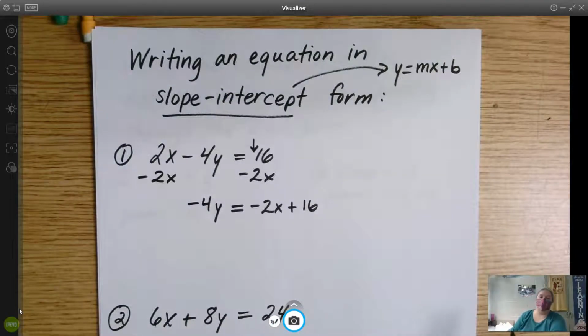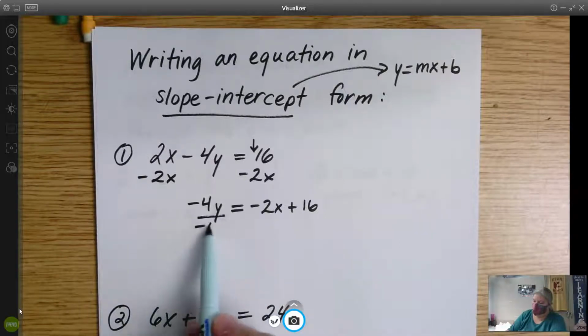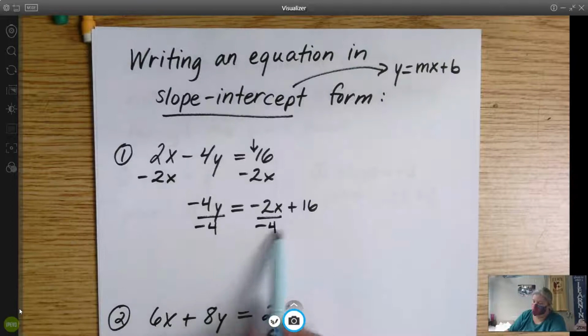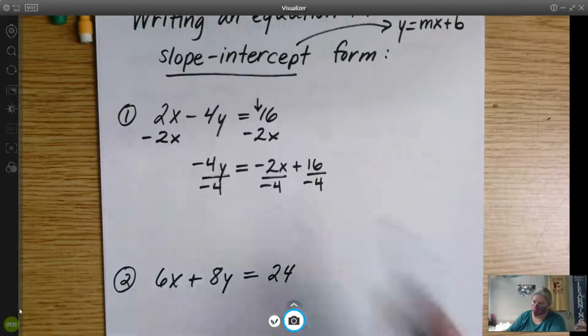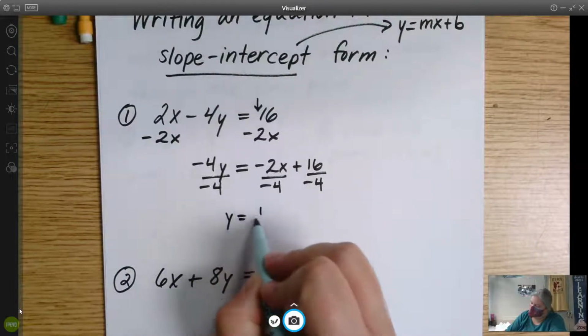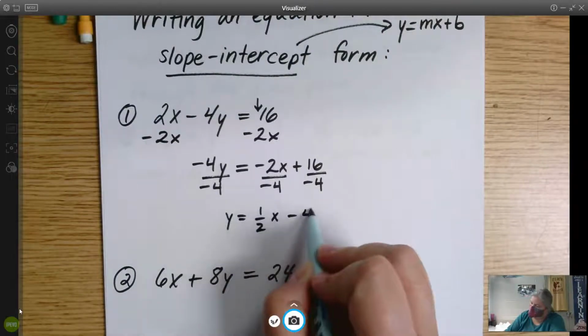Now I'm almost there. All I've got to do is divide both sides by negative 4, which means I'm going to really divide every single term by negative 4, and that gives me y equals 1/2 x minus 4.